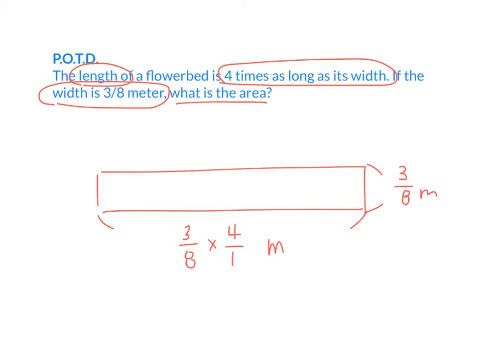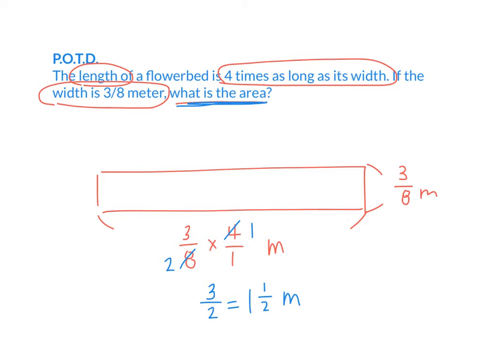Now we can multiply. I can see that I have similar factors. I can divide 3/8 by 4/4, and I can divide 4/1 over 4/4. Yes? So the 4 becomes a 1, and the 8 becomes a 2. Do you agree? Okay, so what's 3 times 1 then? 3. And what's 2 times 1? 2. 3/2 is the same as 1.5 meters. That means the length is 1.5 meters, and the width is 3/8 of a meter.